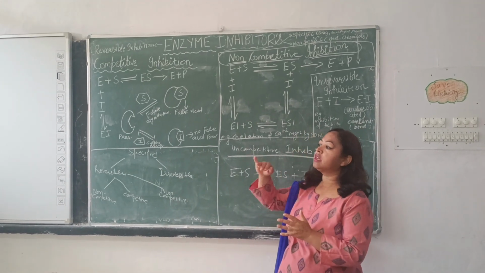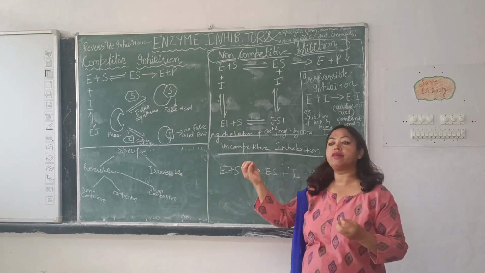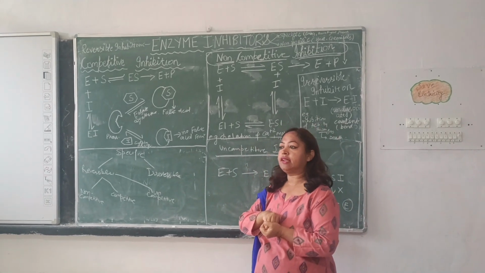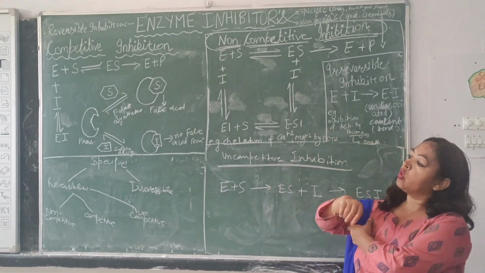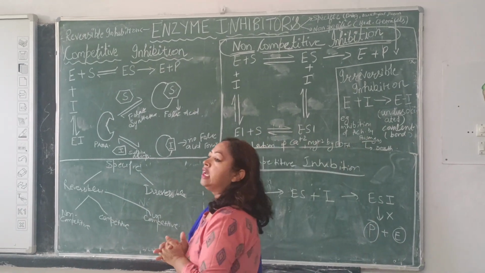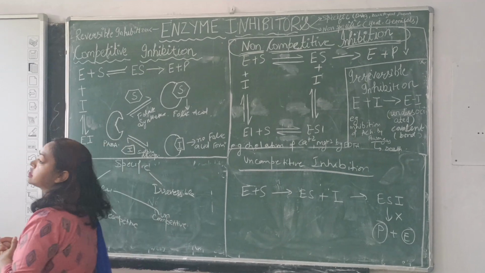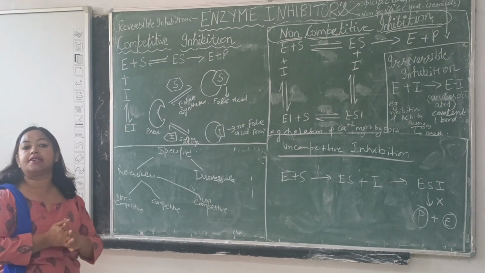That means when the inhibitors are present during the reaction, they will inhibit the rate and there will be no formation of products. So with this definition, we are very clear that inhibitors are those substances which decrease the rate of enzyme catalyzed reaction.